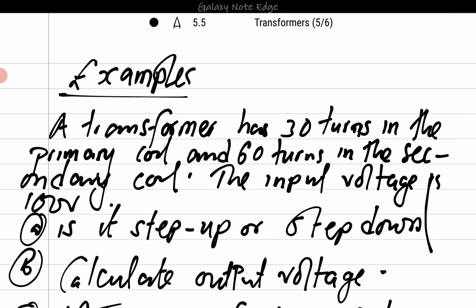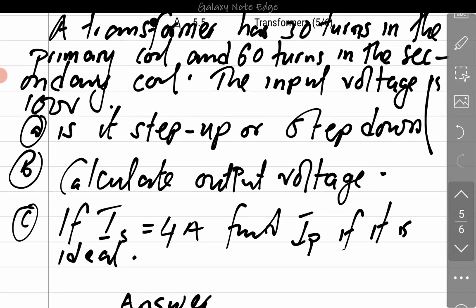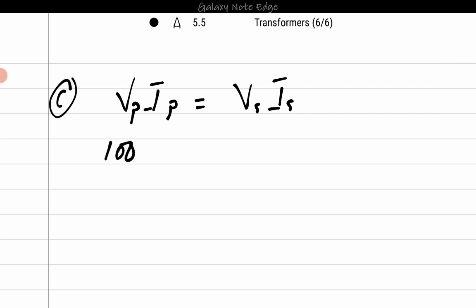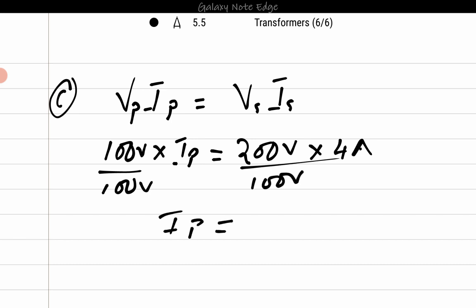So we are given the output current. As we go back to the question, the output current IS, which is I secondary, is 4 amps. Okay, so we already know that the primary voltage is 100 volts and we are looking for the primary current. The secondary voltage we found 200 volts. Then the secondary current given is 4 amps. Okay, then we can divide both sides by 100 volts. This gives us primary current as 8 amps. This is if our transformer is ideal.